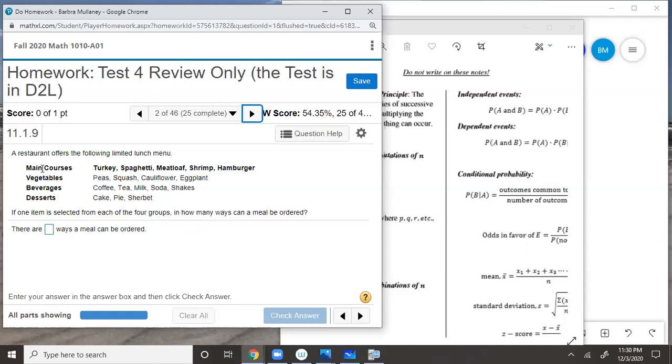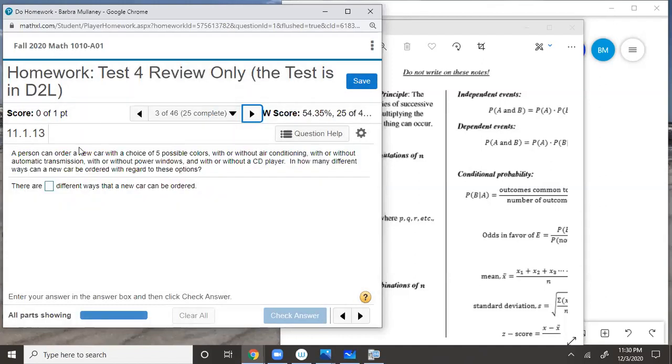So we need to see how many main courses we have, and that number is 5. We're going to multiply it by the number of vegetables we have, which is 4. We're going to multiply by the beverages of choice, 1, 2, 3, 4, 5, and then a dessert, so that's 3. So we're going to multiply 5 times 4 times 5 times 3. And that'll give you your total number of ways in which you can order a meal.